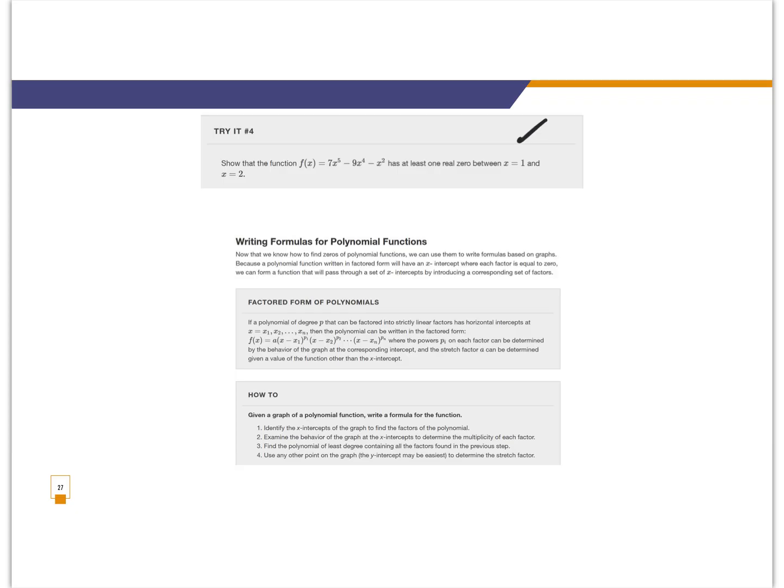And writing formulas for polynomial functions. So what are we doing here? Given a polynomial function, I'm reading the how-to. Identify, okay, you're looking at a picture, I think. Identify your x-intercepts. Identify the factors that go with those zeros. Look at the behavior so you know what the front number has to be. You know what the highest power could be. Find the least degree polynomial you can have. Use a test point here to find missing things.